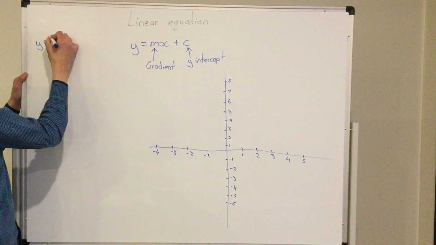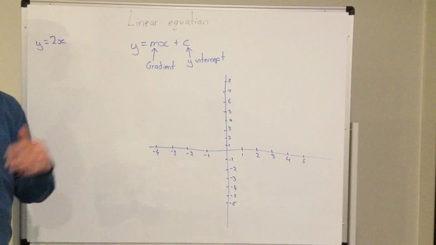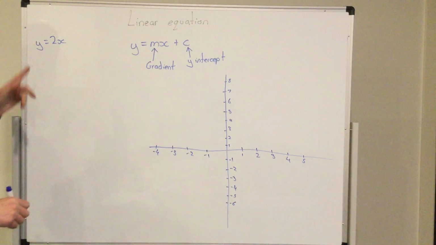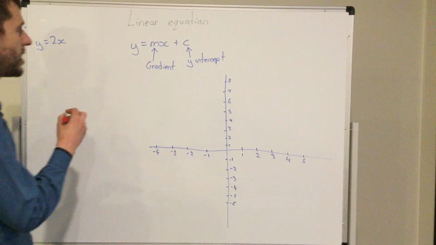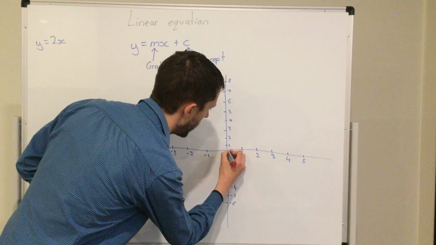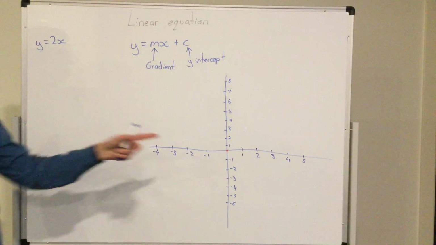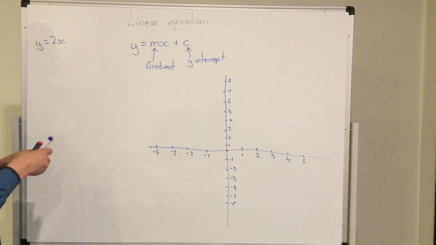y equals 2x. So I look straight away at this question and I go, do we have a c? We don't have a c. So because we don't have a c, I know straight away it's going to be starting at 0. 0 is the y-intercept. Let's double check that.